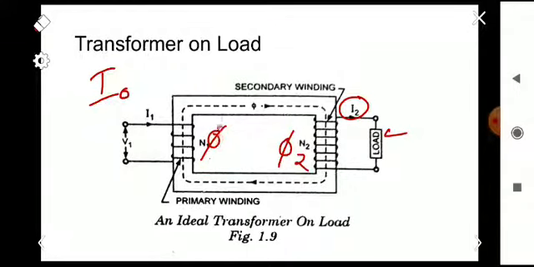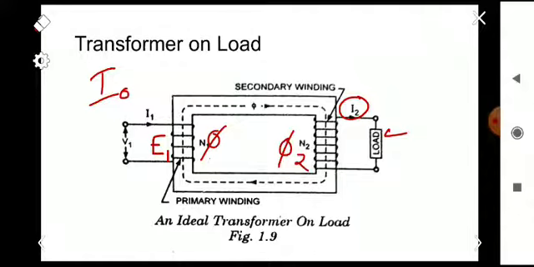When this flux phi reduces, the induced EMF in the primary, E1, will reduce. So the difference between V1 and E1 will increase. We know that when the potential difference between V1 and E1 is high, more current will be drawn from the supply. So more current will be drawn from the supply by the primary.